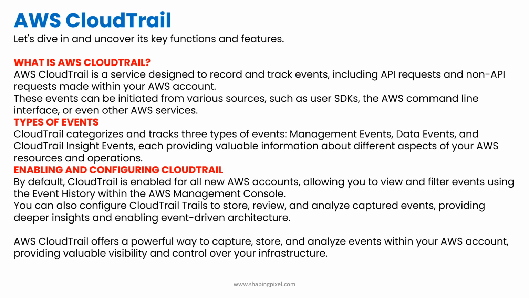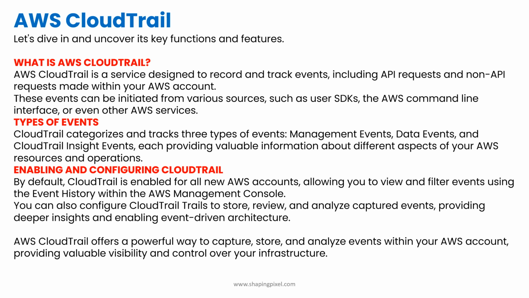AWS CloudTrail is a service designed to record and track events, including API requests and non-API requests made within your AWS account. These events can be initiated from various sources such as user SDKs and AWS command line interface or even other AWS services. CloudTrail categorizes and tracks three types of events: management events, data events, and CloudTrail insight events, each providing valuable information about different aspects of your AWS resources and operations.